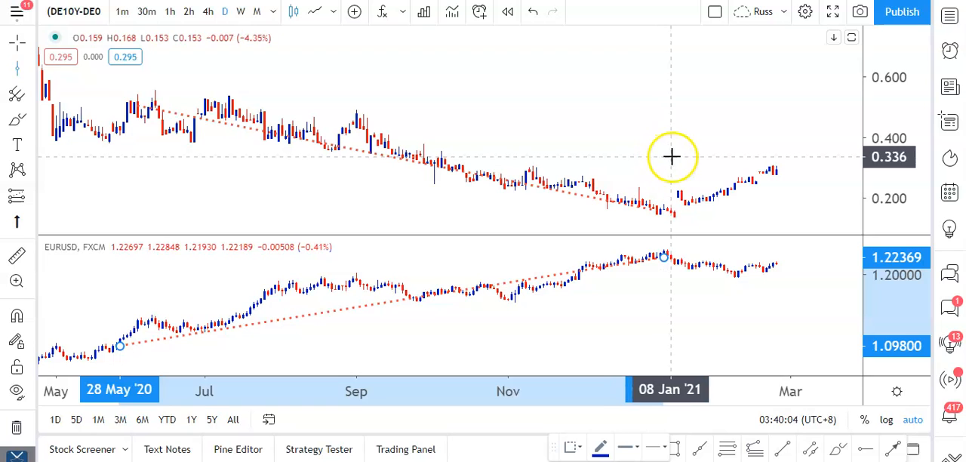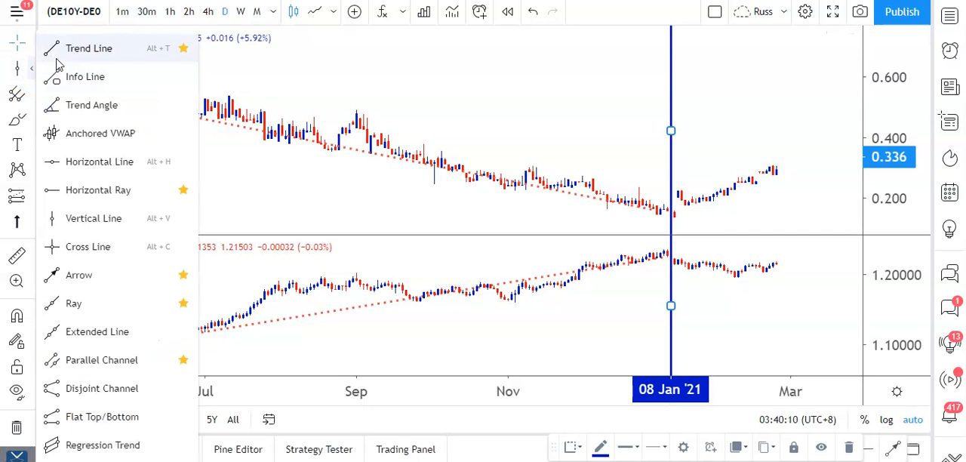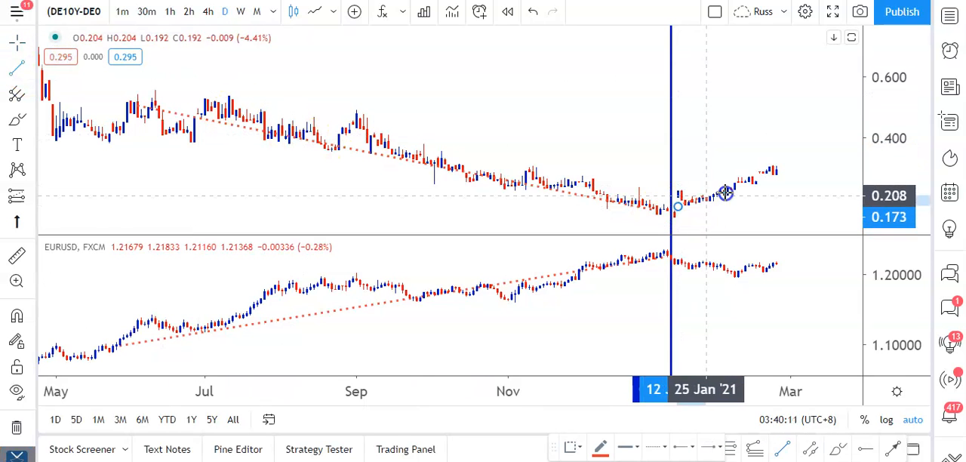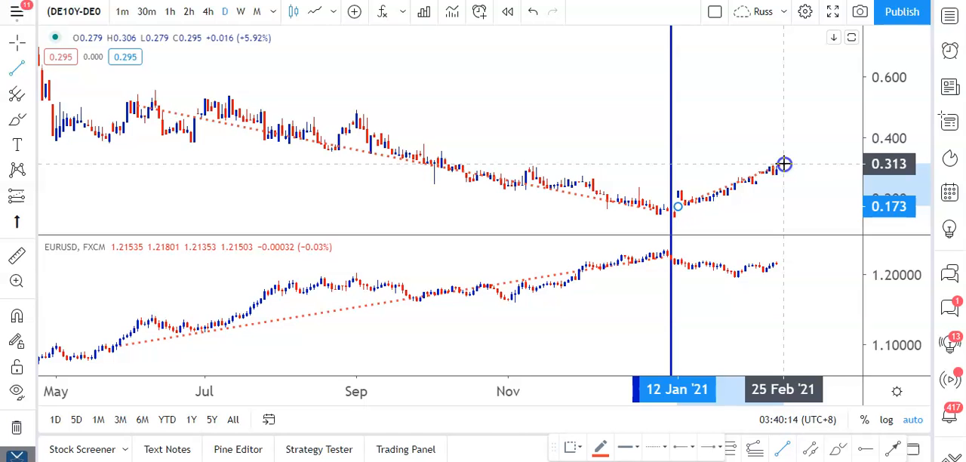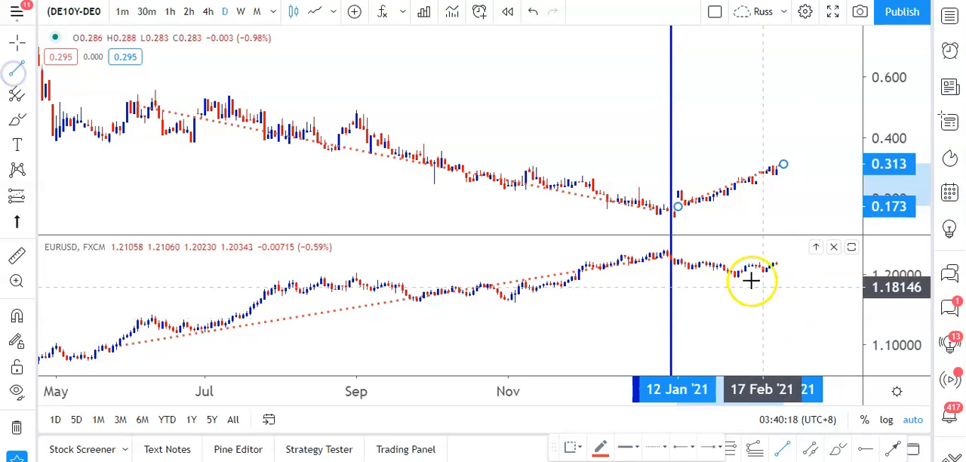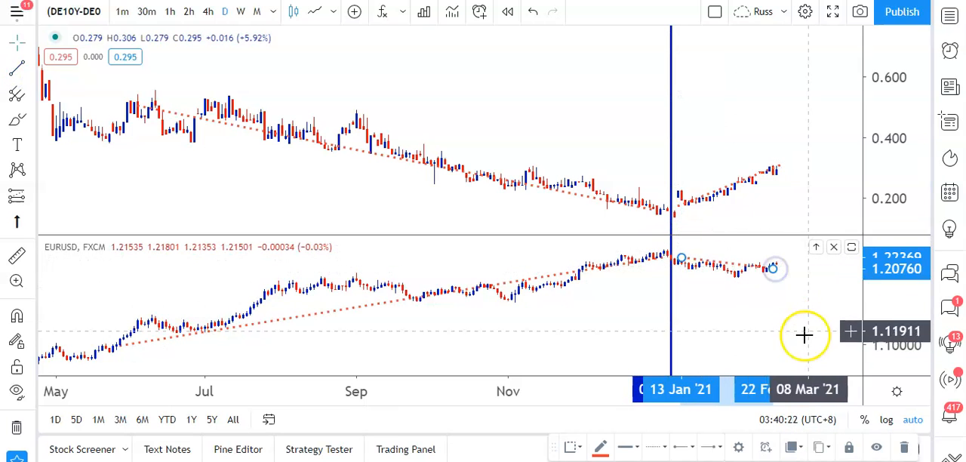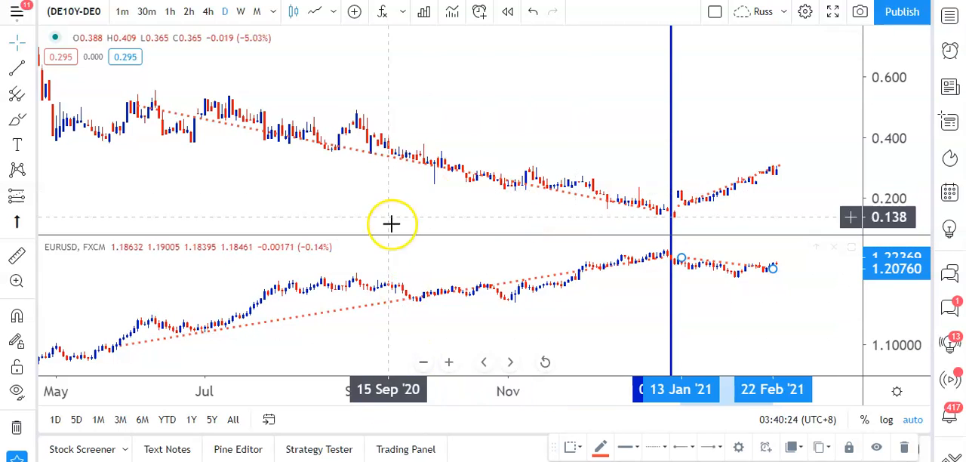We can see that the German yield curve, again as a proxy for Europe, is now starting to outperform the US yield curve. And at the same time, we can see that the euro is depreciating against the US dollar.